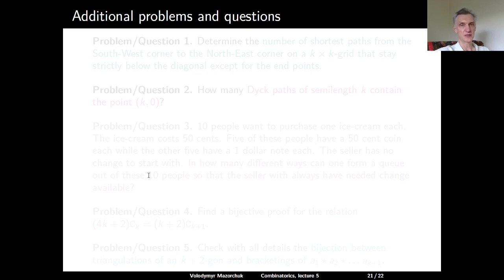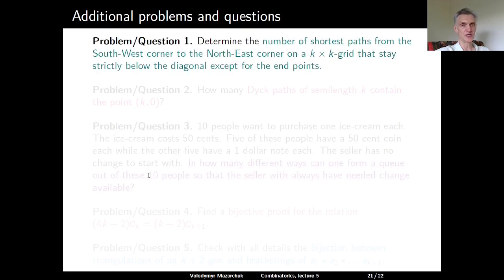Some additional problems and questions at the end. Problem question 1. Determine the number of shortest paths from the southwest corner to the northeast corner on a k times k grid that stay strictly below the diagonal except for the endpoints. Problem question 2. How many Dyck paths of semilength k contain the point k, 0?